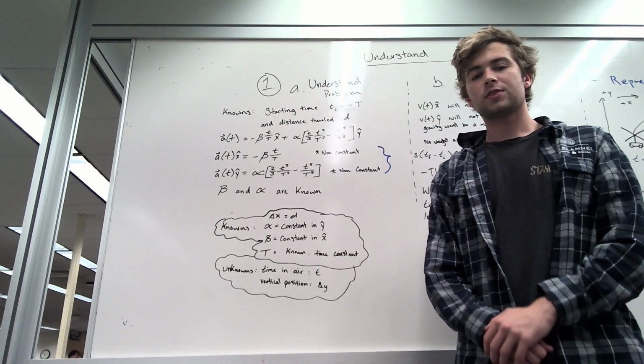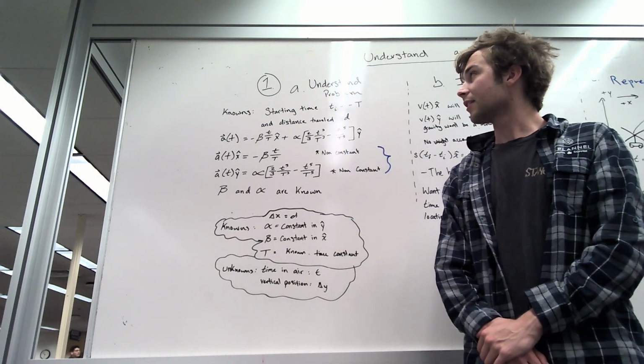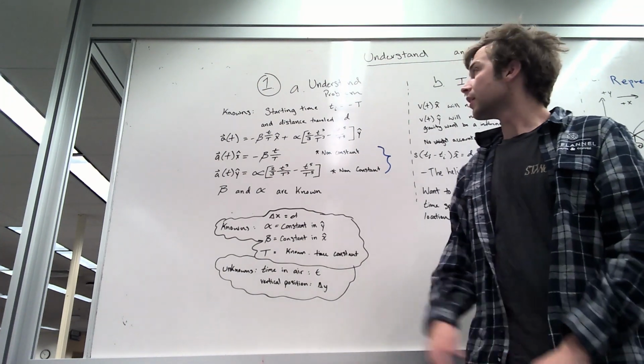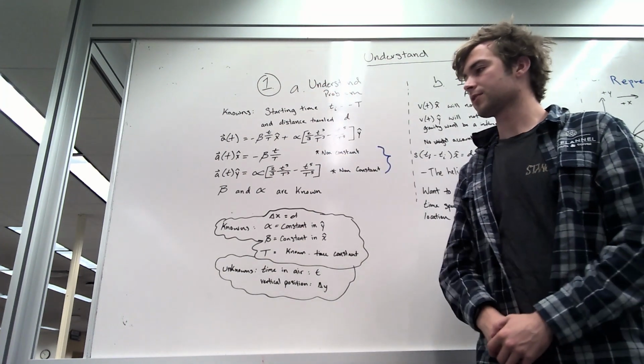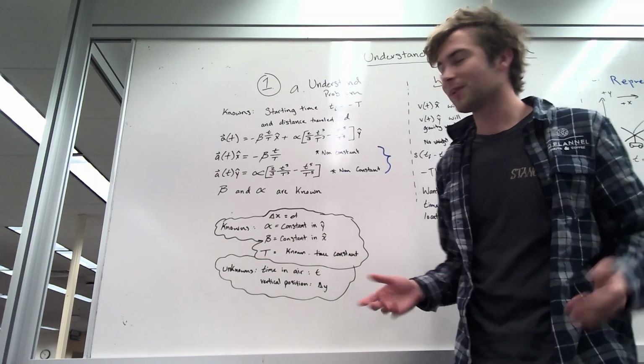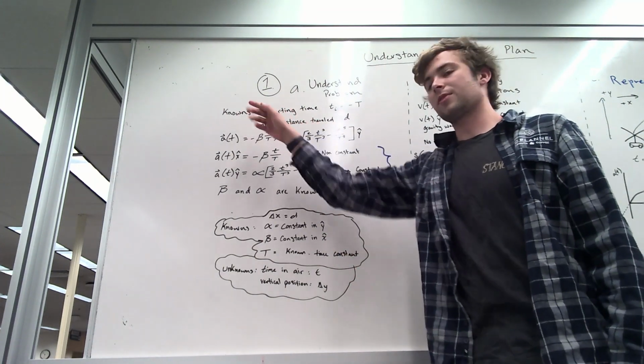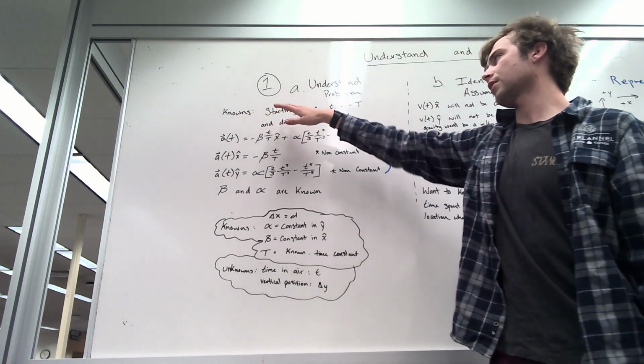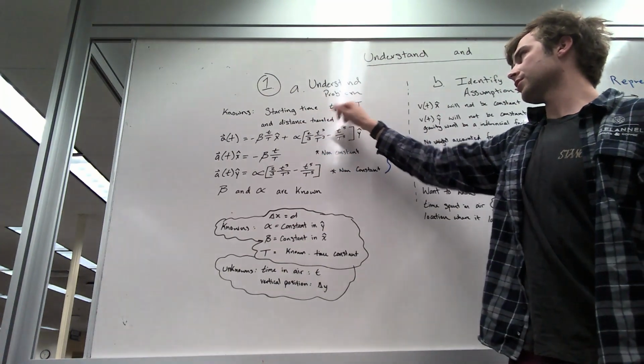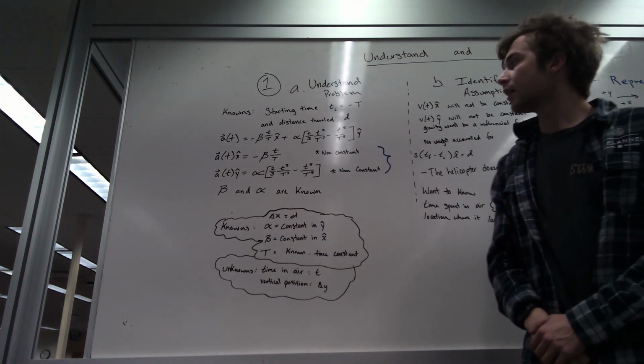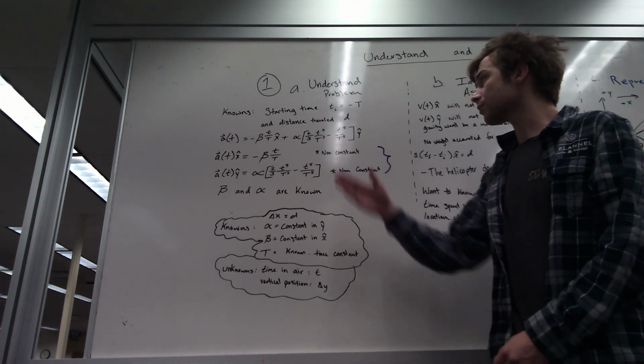So the first step to solving the helicopter problem is to understand the problem first, because if you don't understand the problem, how are you going to do it? To start with, the knowns are starting time, so t initial equals negative T, and the distance traveled, which is represented by d.